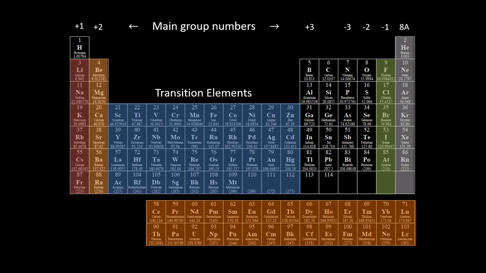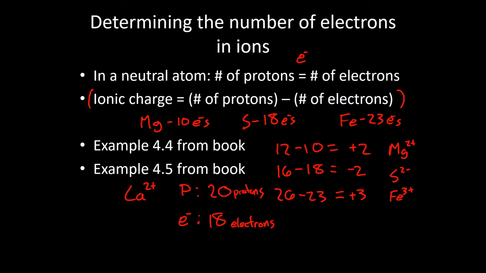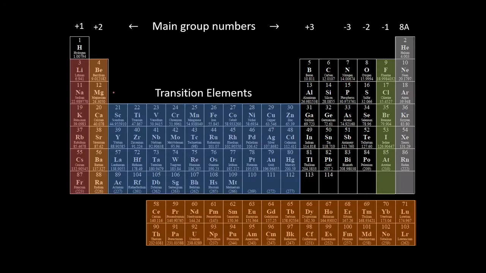Alright. You might have noticed, by the way, that magnesium ended up with a charge of +2, and calcium, we said, had a charge of +2. And both of those are in the same column together, magnesium and calcium. They both have a charge of +2. This is not a coincidence.